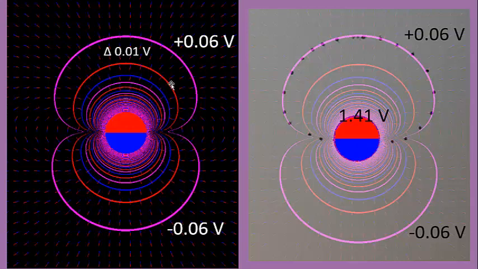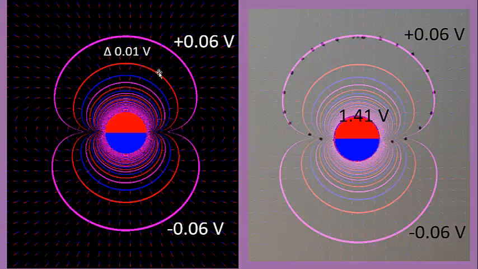So as you can see, between each of these contours, between each of these curved lines, the potential difference is 0.01 volts. So the potential difference between this pink one and this red one is 0.01 volts. And the potential difference between this red one and this blue one is also 0.01 volts. So as you can see, as you get closer and closer to the magnet, the pressure difference, the voltage difference, is being squeezed into a smaller and smaller space.